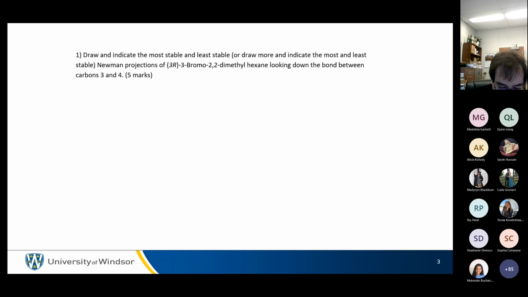So first thing to do is break down a name, make sure you draw the molecule properly. It's a hexane. 1, 2, 3, 4, 5, 6. Make sure you have 6 atoms. It is a 3-bromo, so there's a bromine here.